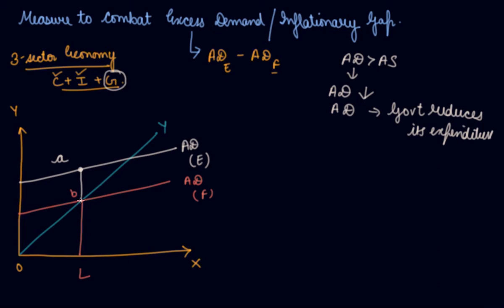So AB is a point increasing the price. So AB is a point of excess demand or inflationary gap, right? So your AD has a component of C plus I plus G, that is consumption expenditure, investment expenditure and the government expenditure. Now how does the government combat this inflationary gap? Let's see this.